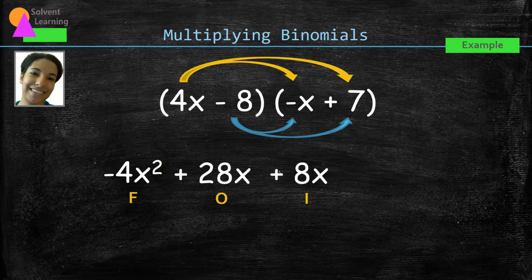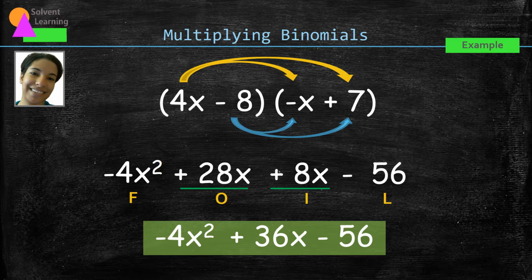Now we distribute that negative 8 to the positive 7, which gives us minus 56. And those were the last terms in each binomial. So that takes care of the L in FOIL. Now we can check to see if we have any like terms to help us simplify this. And we do. We have the 28x and the 8x that we can add together, giving us the final answer of negative 4x squared plus 36x minus 56.